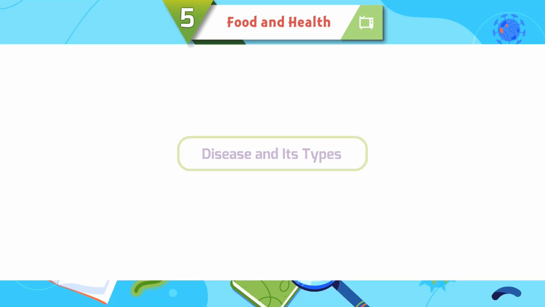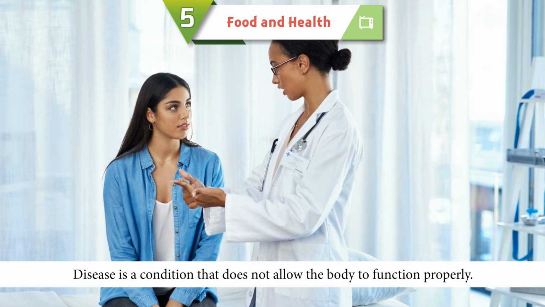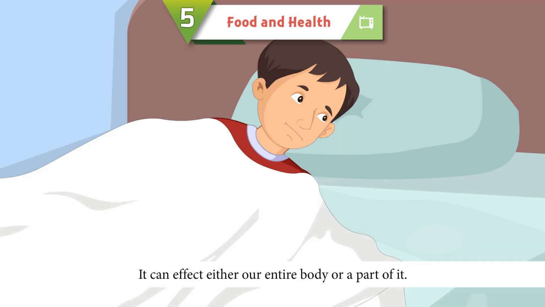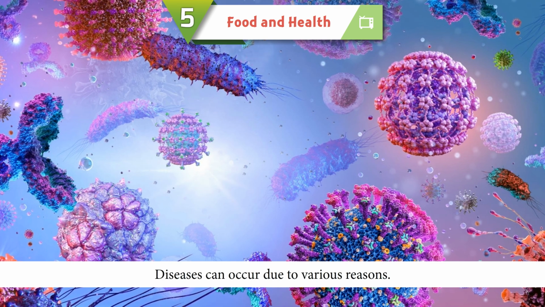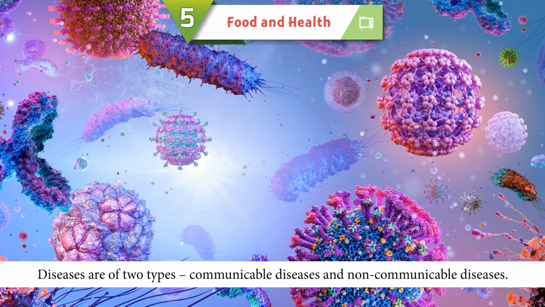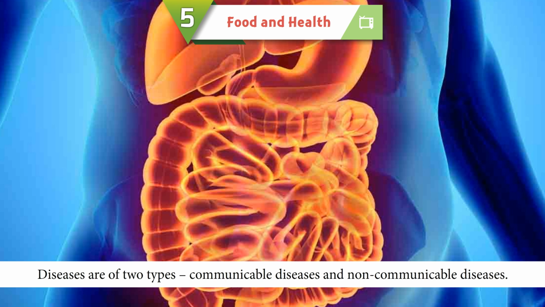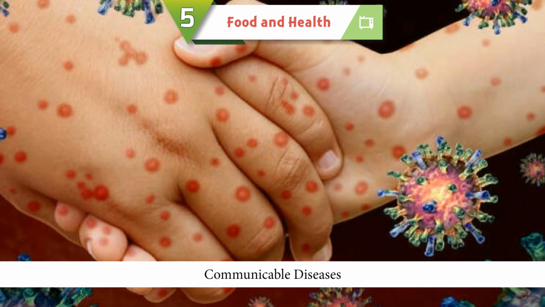Disease and its types. Disease is a condition that does not allow the body to function properly. It can affect either our entire body or a part of it. Diseases can occur due to various reasons. Diseases are of two types: communicable diseases and non-communicable diseases.